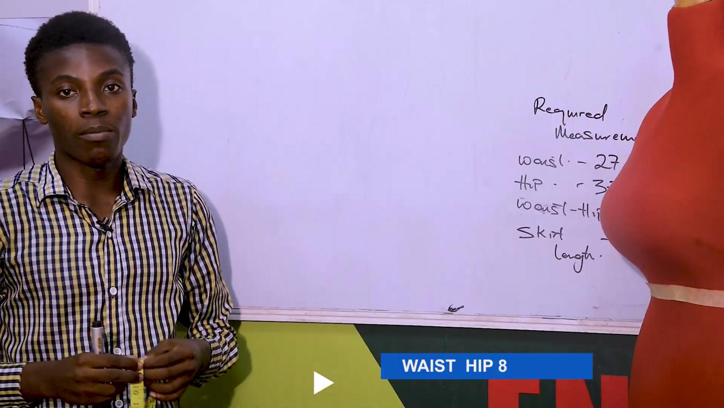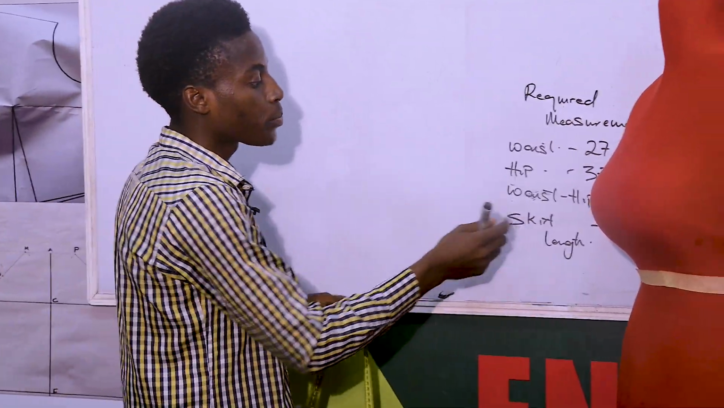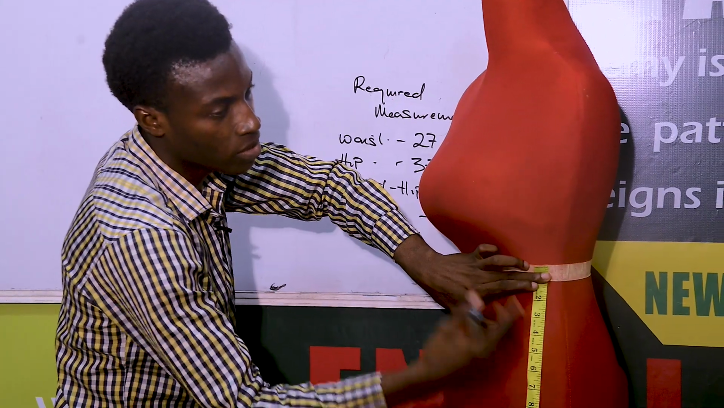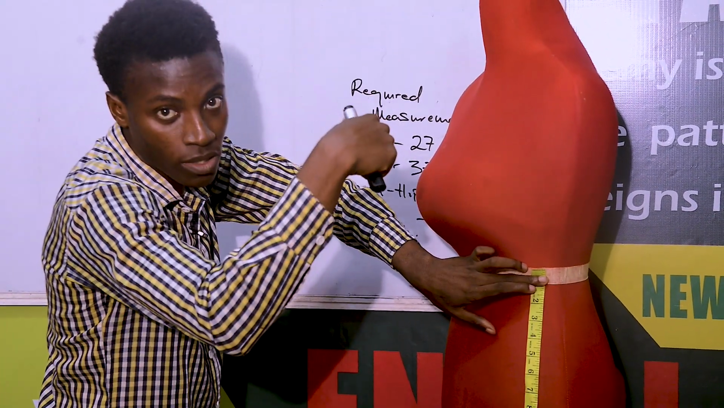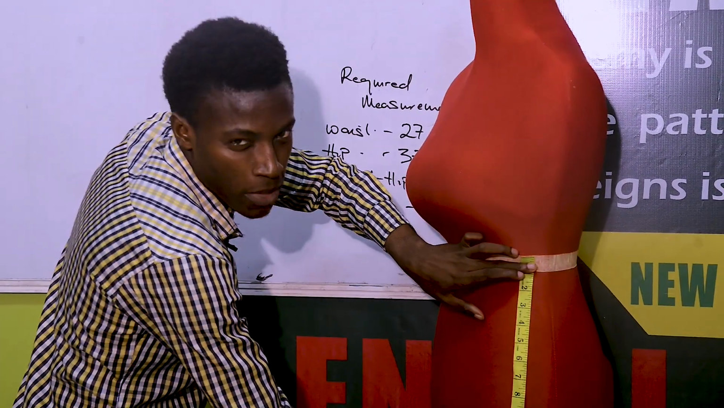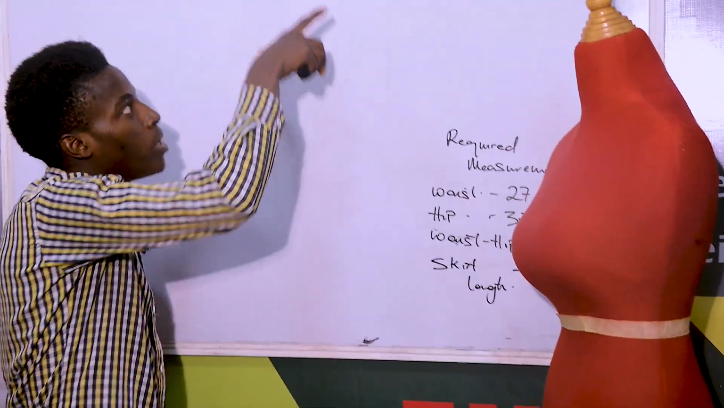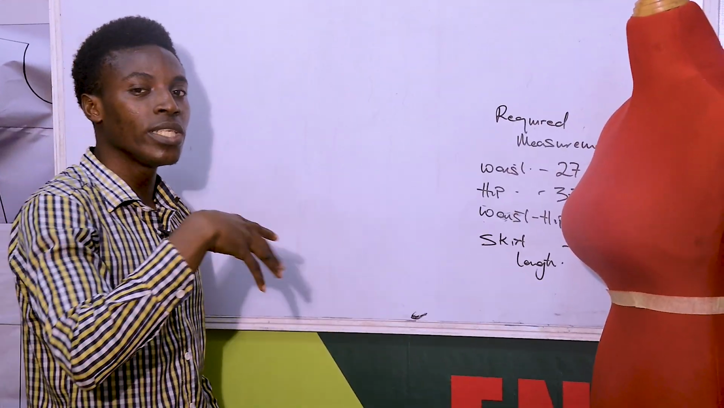Then the next measurement I'm going to be taking is the skirt length. All right. So the skirt length is from the waist measurement, where you are assuming that the person's waist is, where you've taken the waist measurement from, to your desired length. But basically, for the basic skirt block, we work with the knee length.